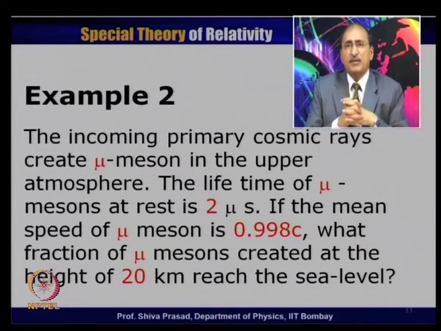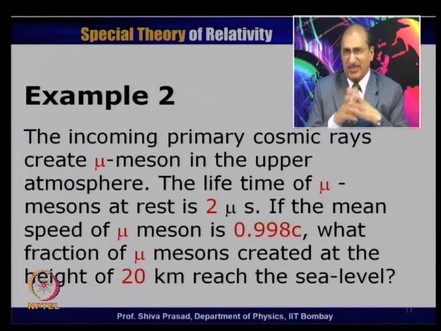Now, these particles are created in the upper atmosphere of the earth, and they are created with a very large speed. The speed is essentially close to the speed of light, which in this particular problem we have taken to be approximately 0.998 c, just to give some number. So, it is a very large speed, essentially close to the speed of light.